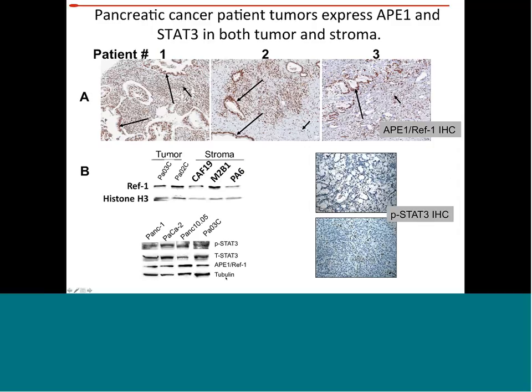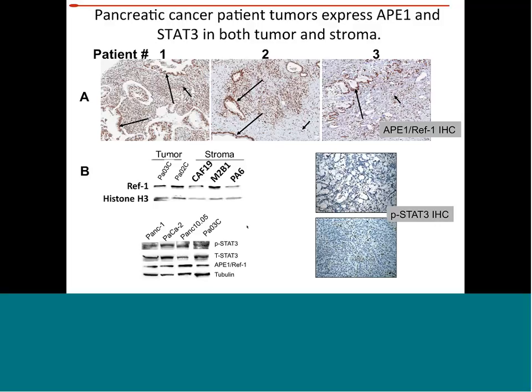Panel B just shows westerns of APE protein in tumor and stroma, as well as the activated phosphorylated form of STAT3, and then the total STAT3 that we see in these different pancreatic cancer cell lines. The PANC1005 and PA03C are two low-passage patient-derived lines that Anirban Maitra from Johns Hopkins University has given to me, and you'll see some data in those lines as well. PANC1 and MIA PaCa-2 are two common pancreatic cancer cell lines that have been used for many years in this line of research.